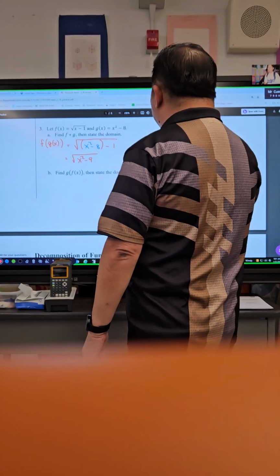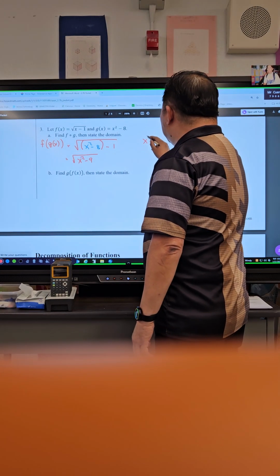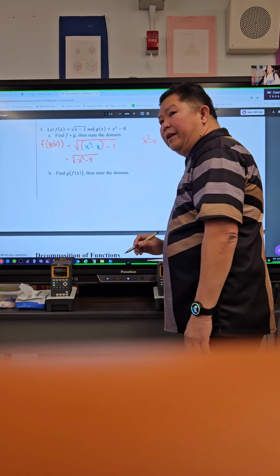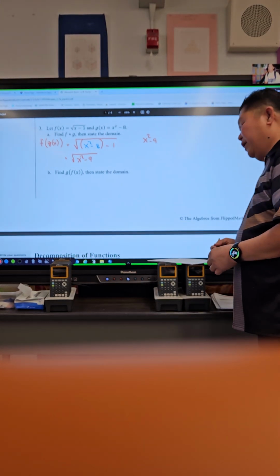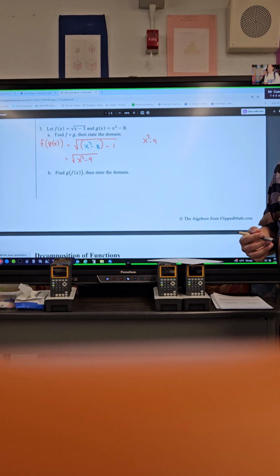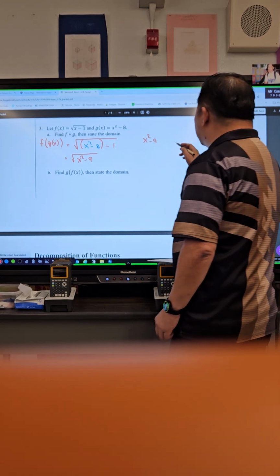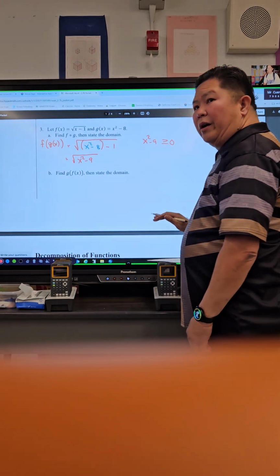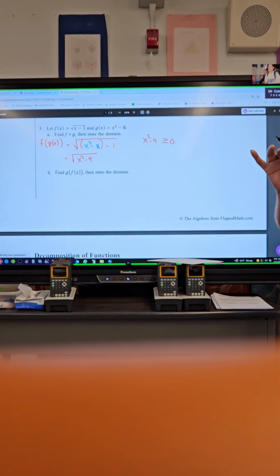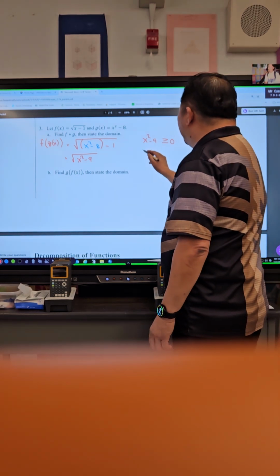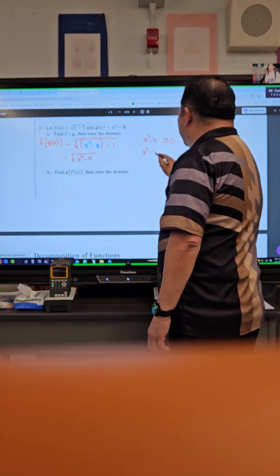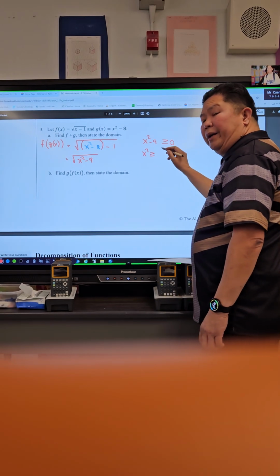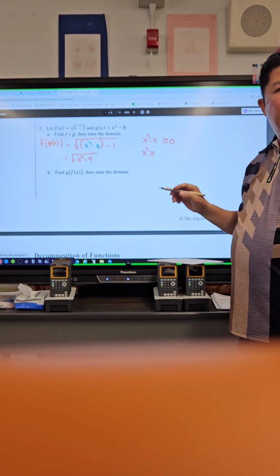What is the inside of the square root? X squared minus 9, right? So to do the domain, you're going to have it greater than or equal to 0. You equate it to greater than or equal to 0. Okay, that's how you look for the domain. Next, we're going to simplify. This gives us x squared is greater than or equal to, we are adding both sides by 9, right? Adding both sides by 9.